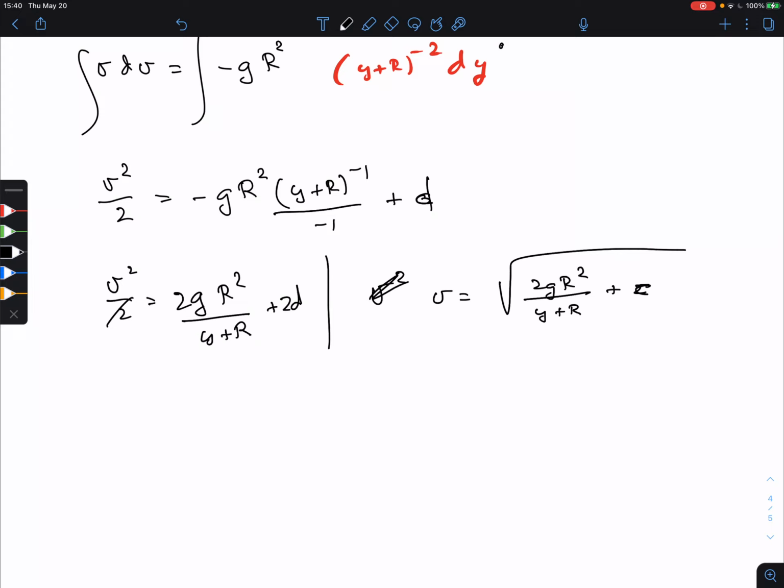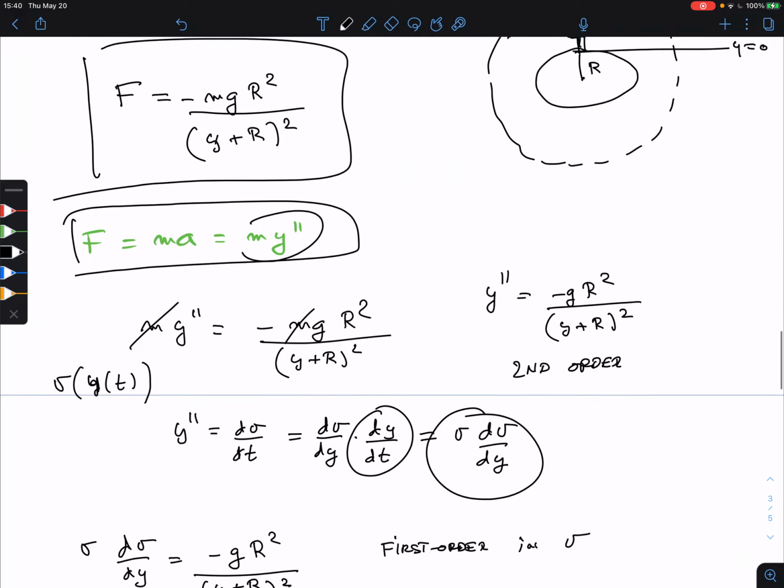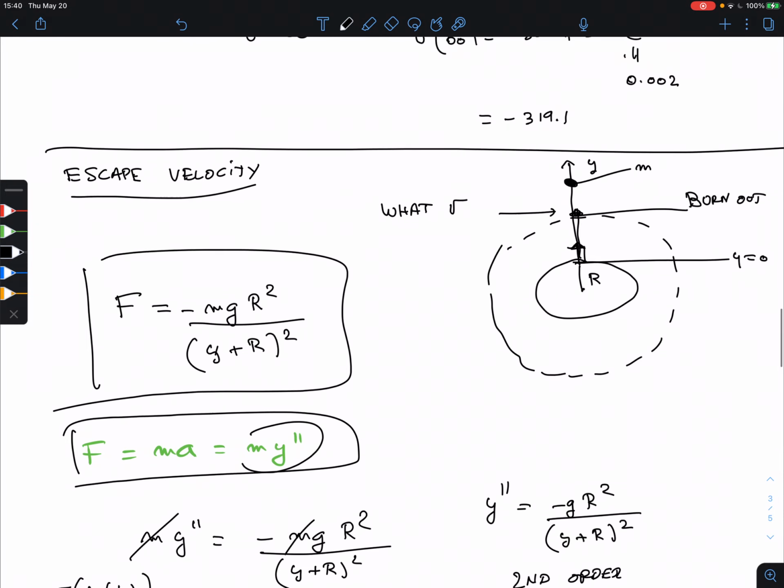So what does this now mean here? How do we make sure that we escape? Oh yeah, so we have to calculate c, and c will depend on the initial velocity. So what is v0? Remember, what does initial velocity mean here?